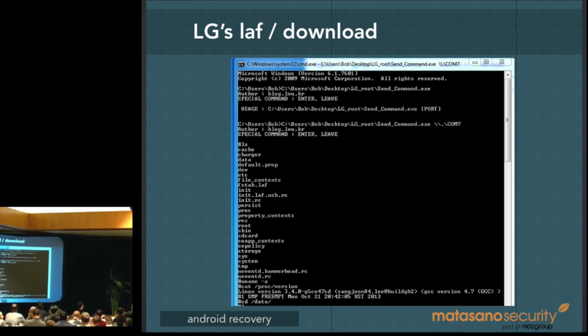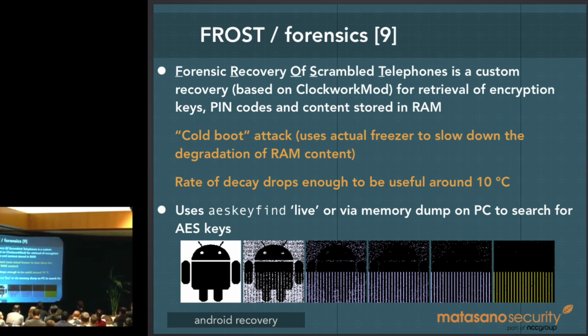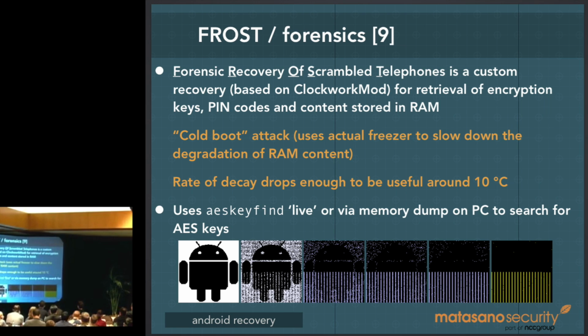Lastly, I'm going to talk a little bit about forensics, circling back to what we were talking about earlier. A group of German guys came up with a tool called Frost, which is the Forensic Recovery of Scrambled Telephones. This is based on a very popular custom recovery, the Clockwork Mod recovery. But this can be used to retrieve encryption keys, PIN codes, stuff stored in RAM. And it actually uses quite literally a cold boot attack. They figured out that if you put a phone in a freezer, it slows down the degradation of RAM enough that you can quickly boot into this mode and snag things out of what was left in RAM.